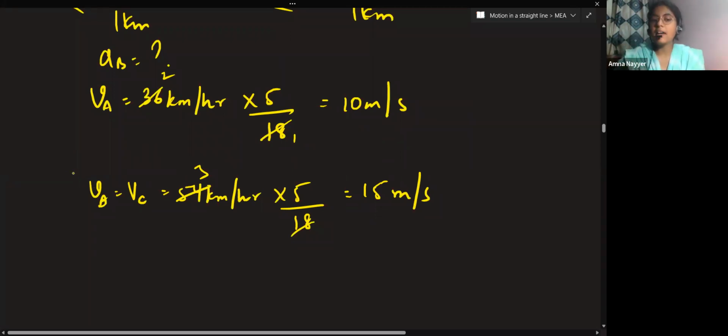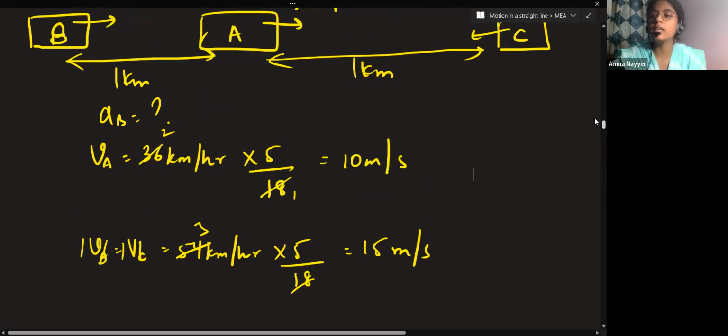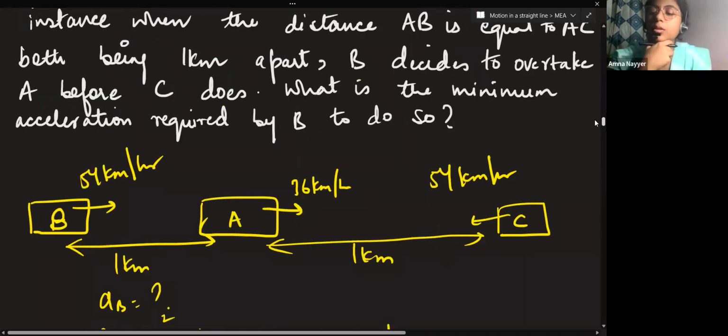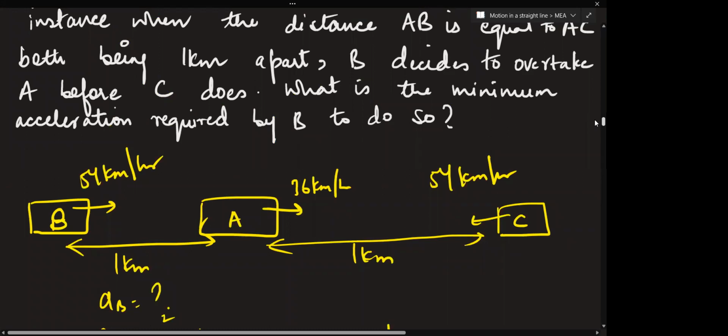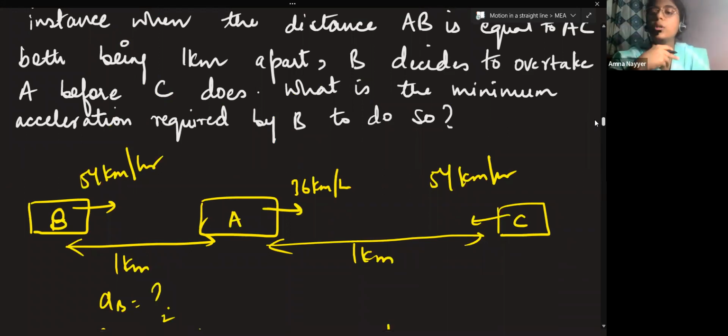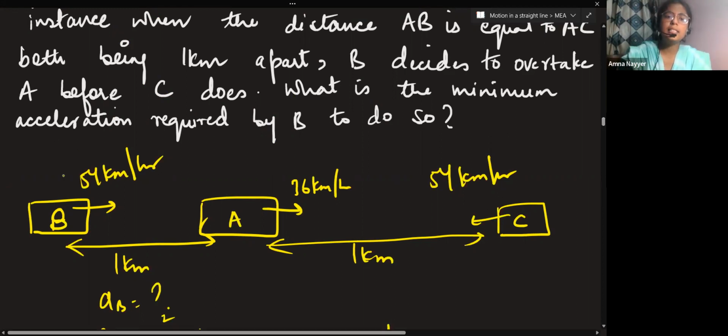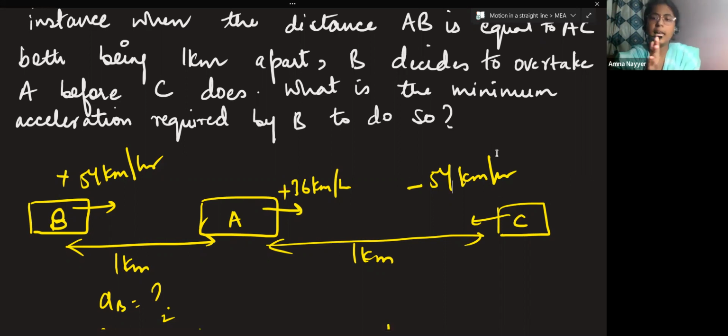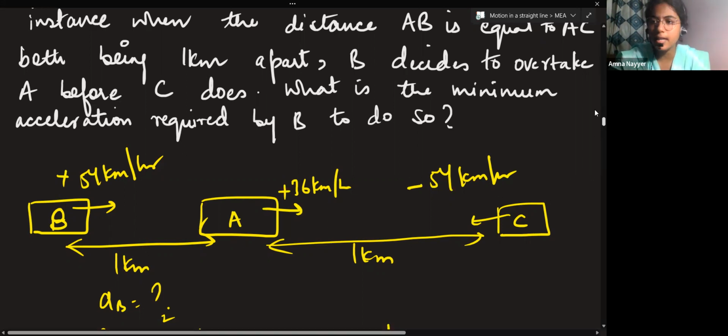Now, one thing. VP and VC have the magnitudes as 15. Can we take both of them as plus 15 only? Yes or no? No, exactly. Because one is moving towards the right, other is moving towards the left. So one has to be taken positive, other has to be taken negative. Let's say this is positive because the direction is pointing towards the right. So this will be positive and this will automatically become negative. We have chosen left side as negative, right side as positive.